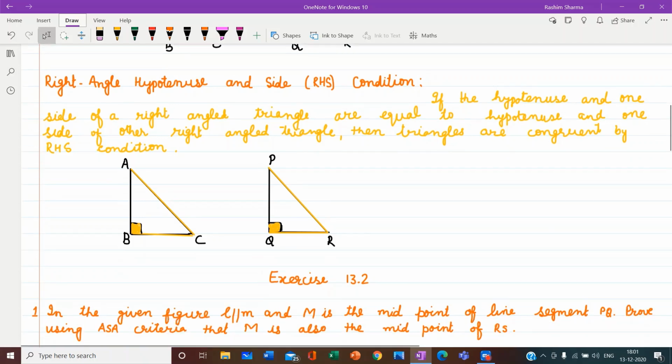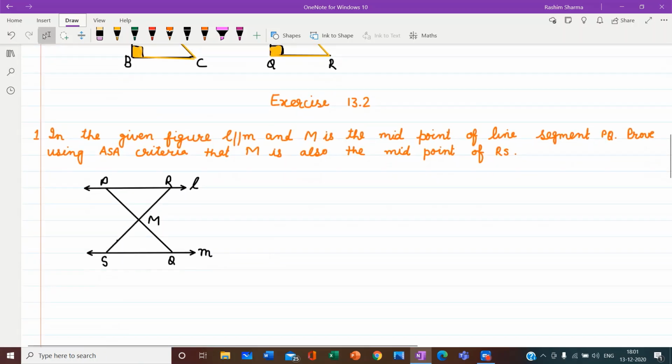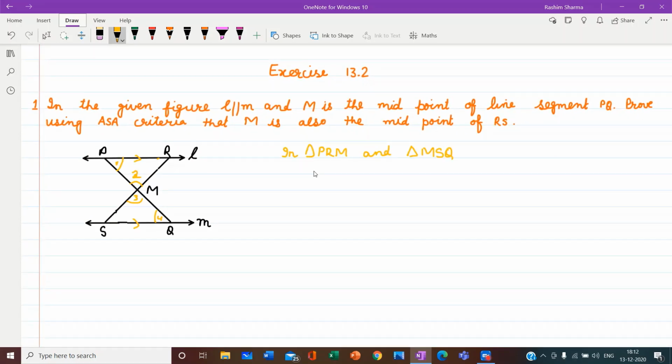Okay. Now let us start with exercise 13.2. First question is, in the given figure, line L is parallel to line M and M is the midpoint of segment PQ. Midpoint M means line PQ is divided into equal parts, so PM is equal to MQ. Prove that using ASA criteria, M is also the midpoint of RS. It means we have to prove that RM is equal to MS.